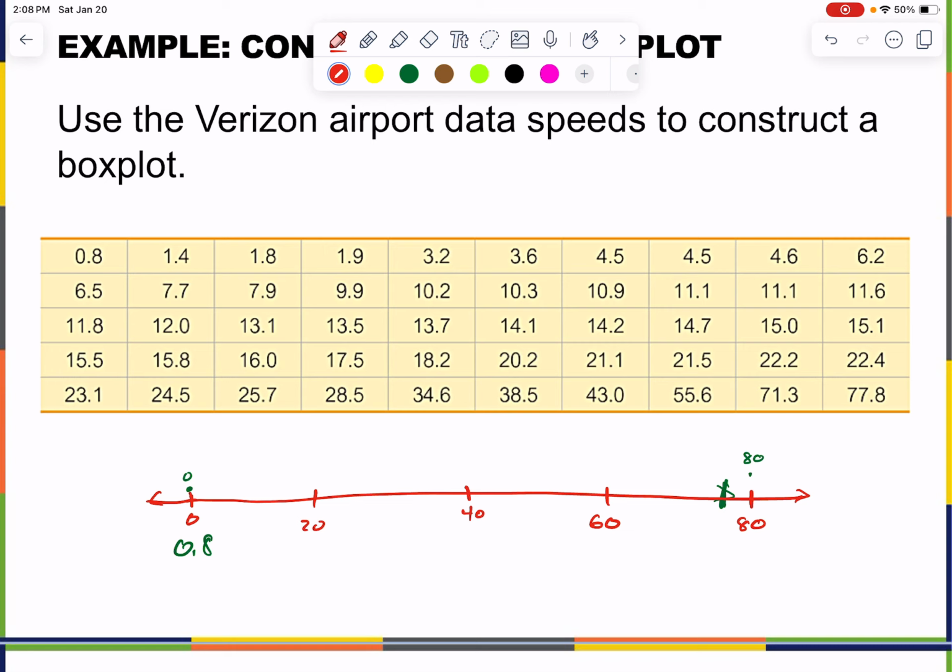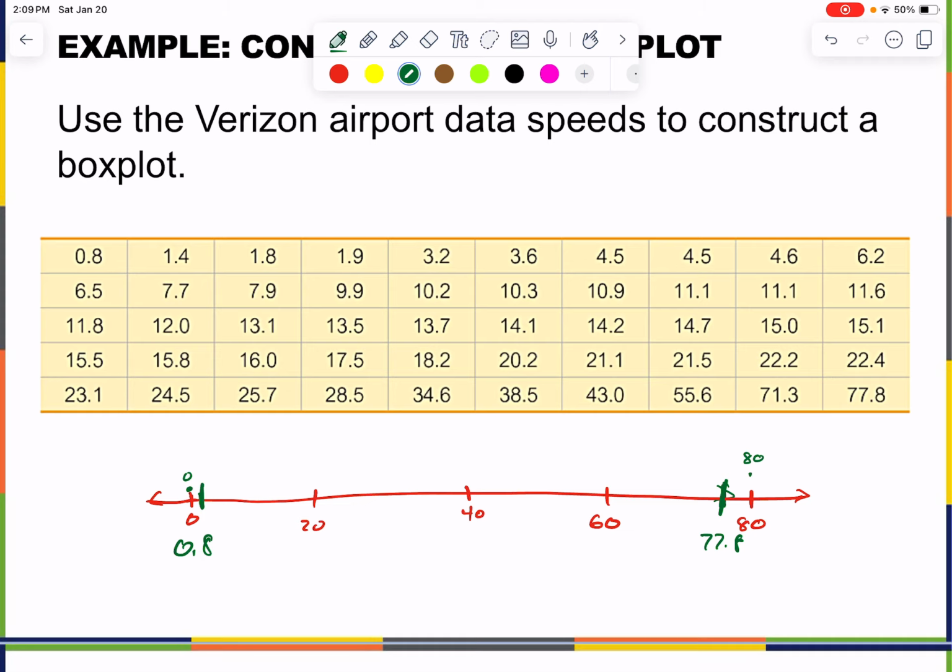So now I'm going to put my box and whisker plot in green. So 0.8 is going to be pretty close. It's going to be right there. So there's the minimum. The maximum is going to be 77.8, which I'm going to put right there. And so that's the maximum. I'll go ahead and write that out, 77.8.